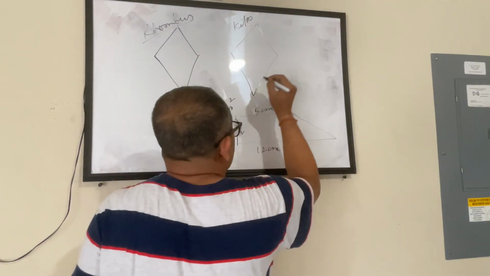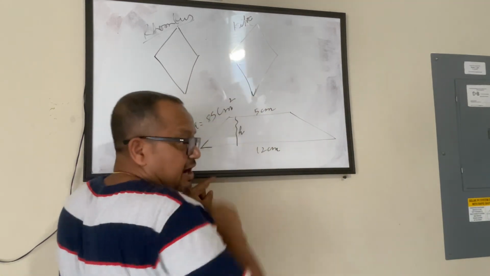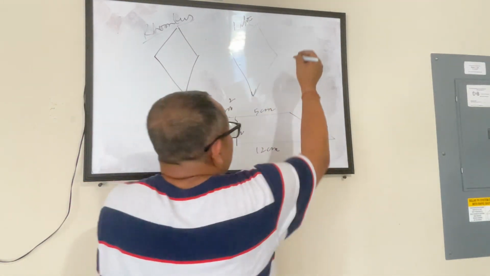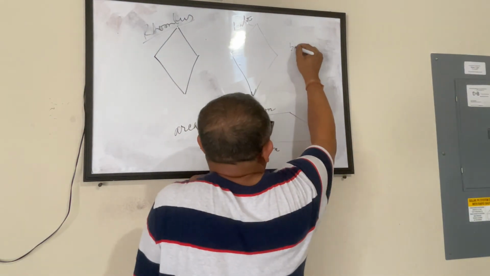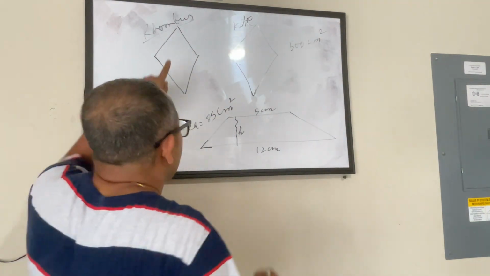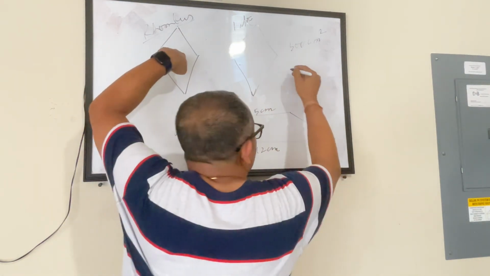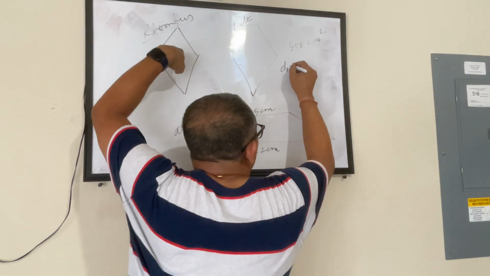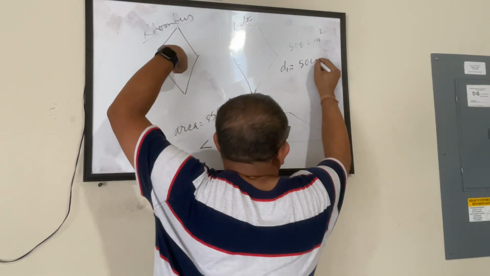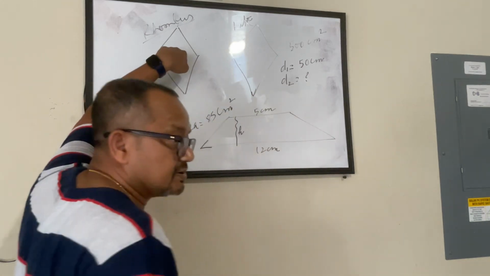Now, the second question is that I have a rhombus and a kite. Both have the same area, okay? The area for both the rhombus and the kite is 500 centimeters square. One of the diagonals of the kite is 50 centimeters. Find out the length of the second diagonal. Okay?